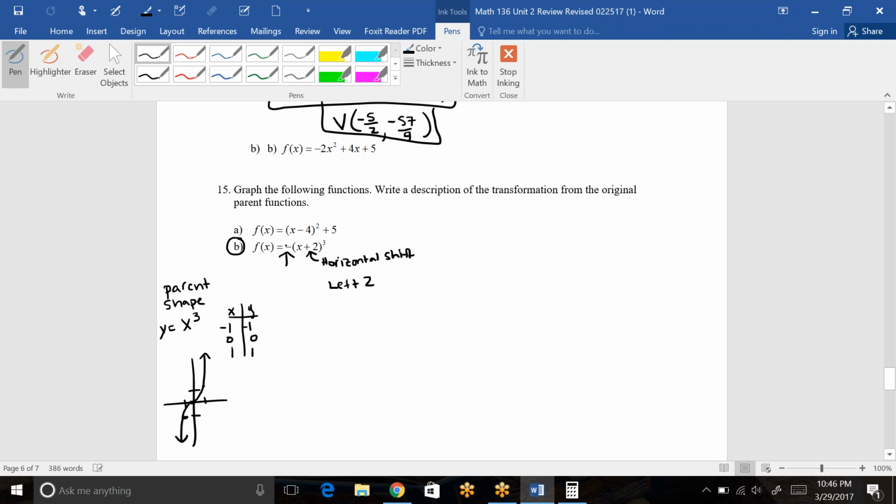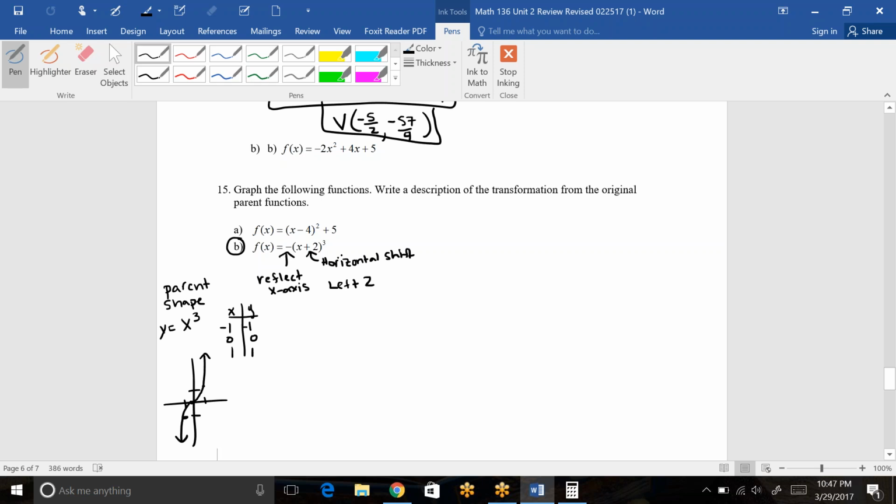This right here is a negative in front of the parent. That's when you reflect over the x-axis. In other words, all your y's flip-flop and change from positives to negatives, and all your negative y's will change back to positives. So it just flips all of the y signs.